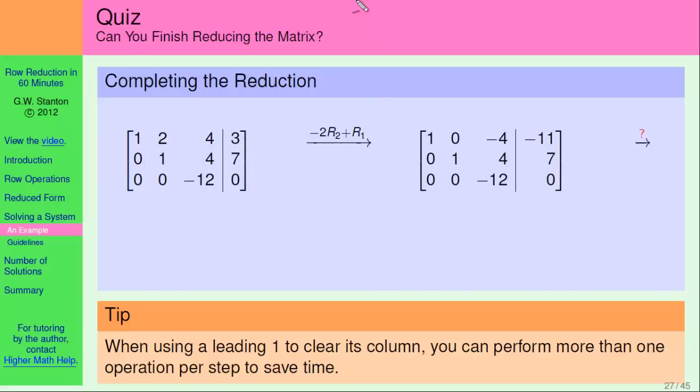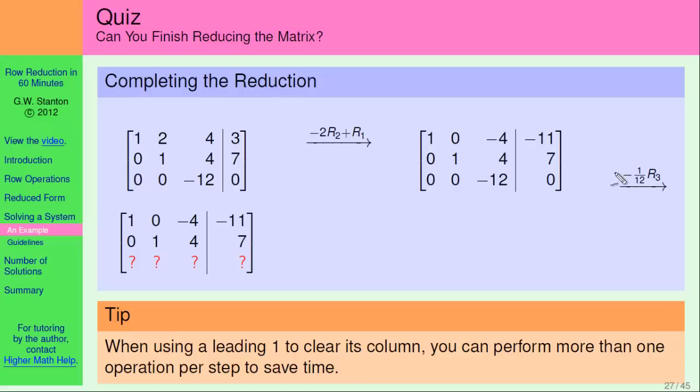What's next? Well, we cleared the column of the second leading one, and so next we want to get a leading one in the third row, which would have to be here. And we will do that in the normal way, which is to multiply row 3 by the reciprocal of the entry we'd like to be a 1. That's negative 1/12. We'll just copy down the entries that don't change.